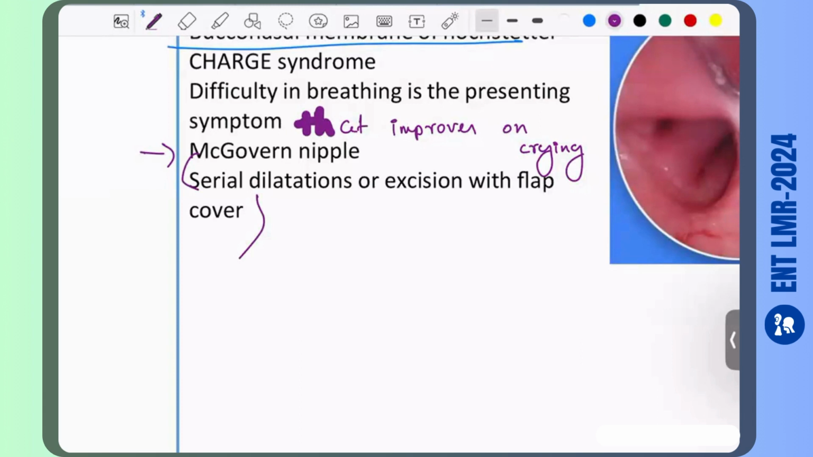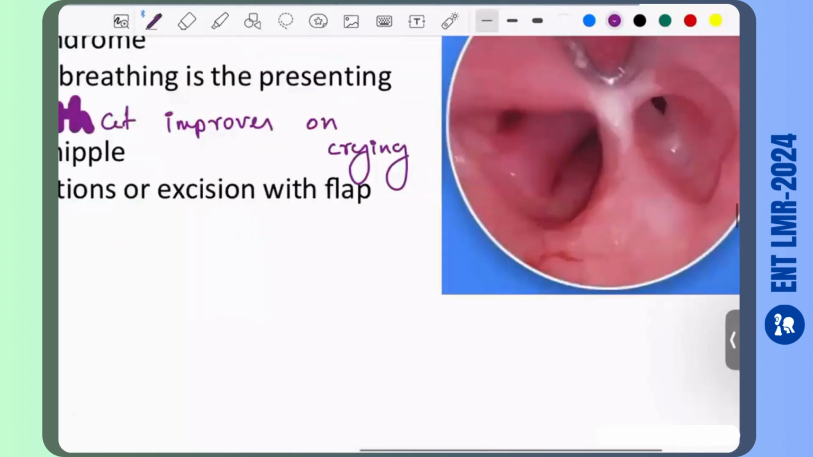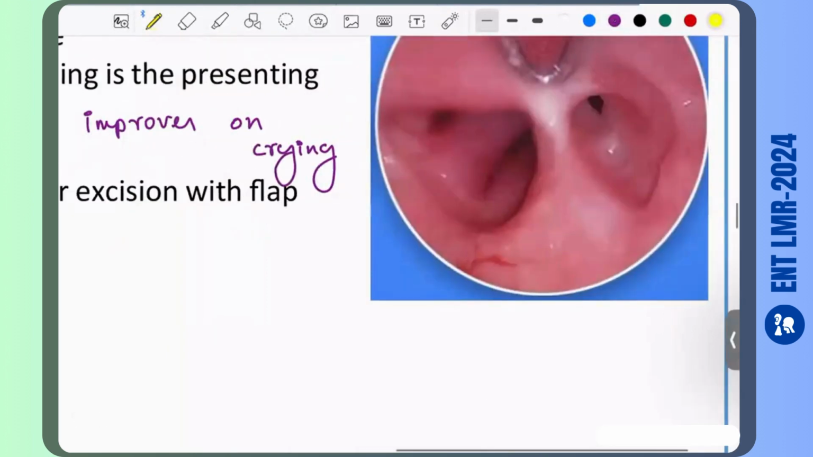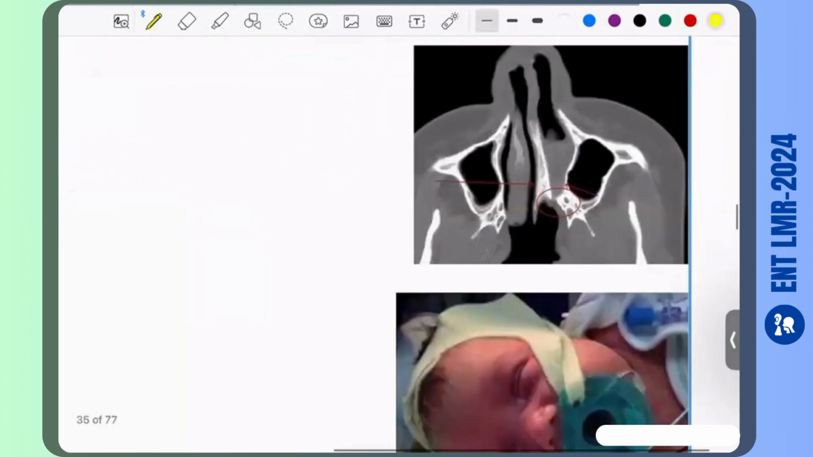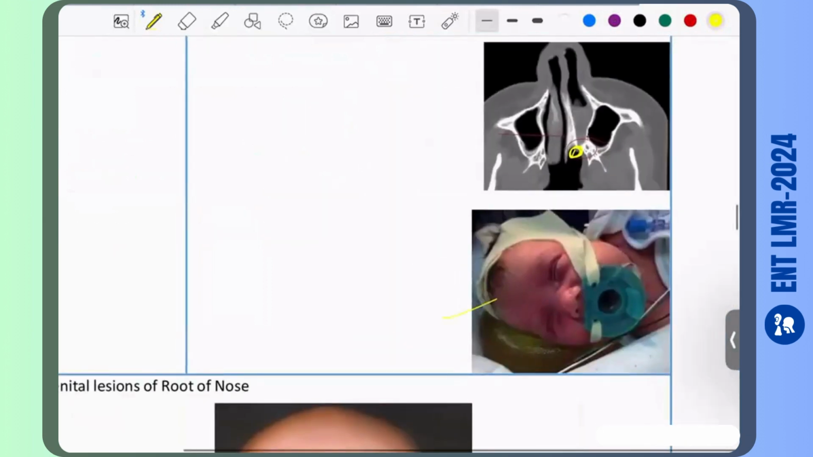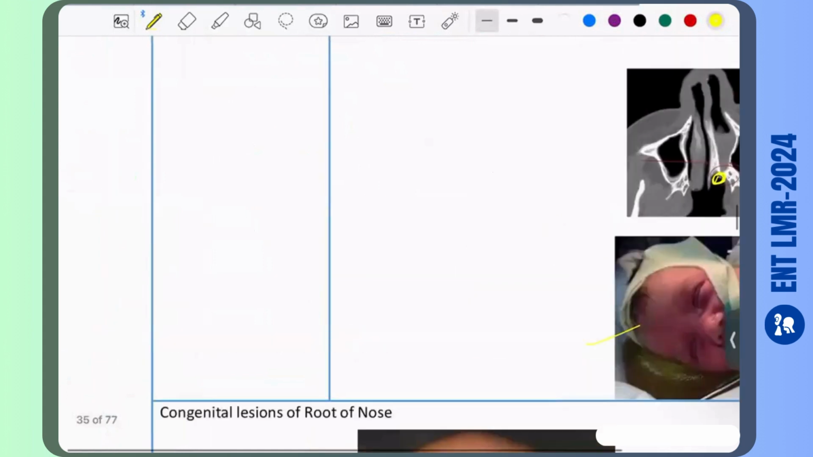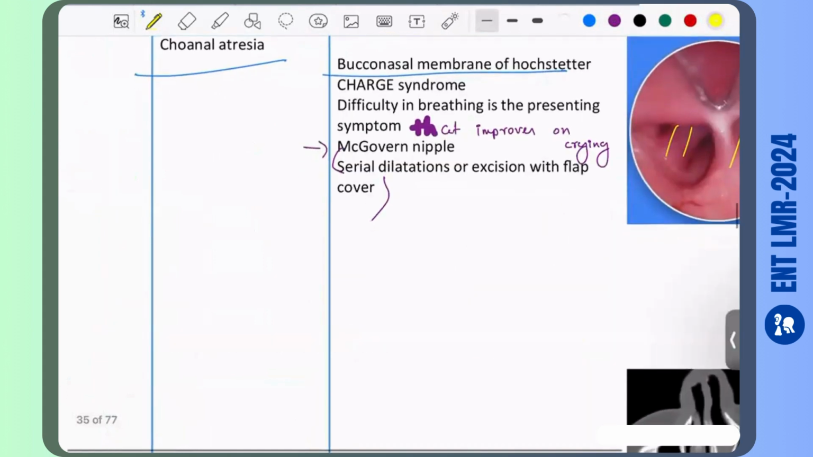Can you see this picture? This is the posterior end of the nasal cavity. It is completely atretic. See here, it is completely atretic over here. This is McGovern's nipple. So treatment is serial dilatations or excision with flap cover.